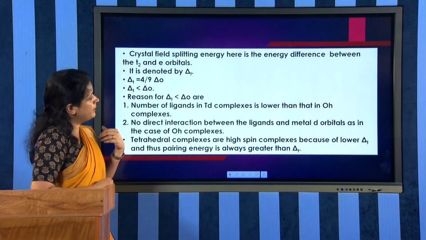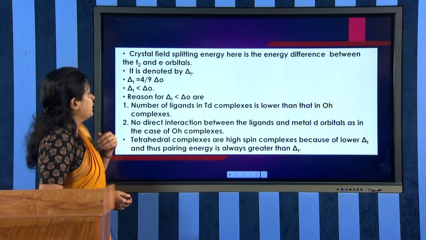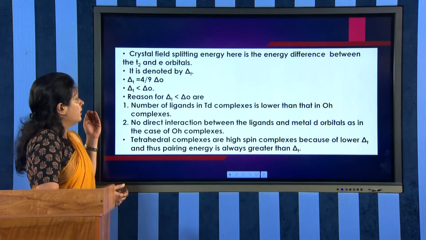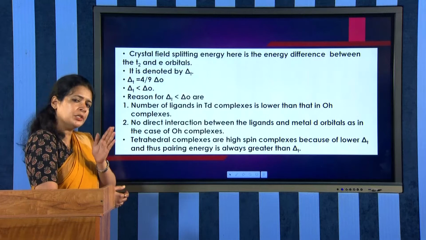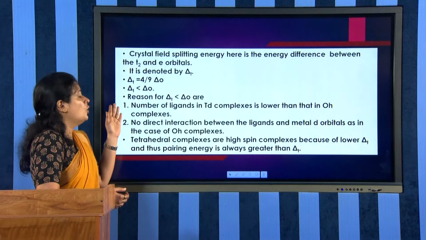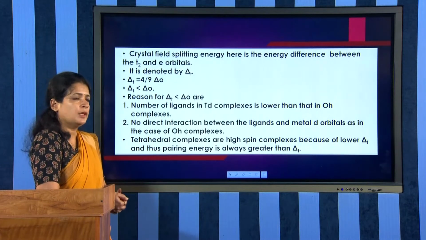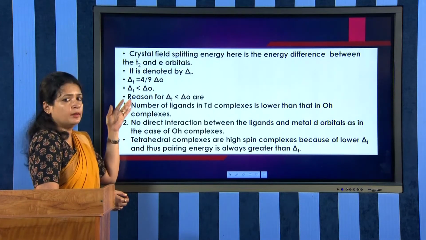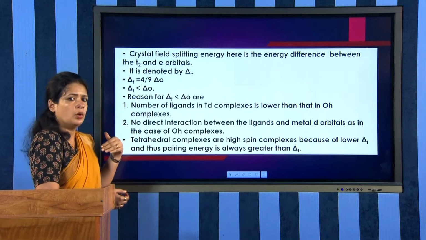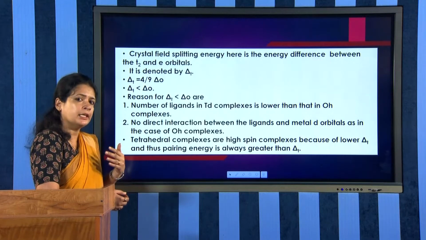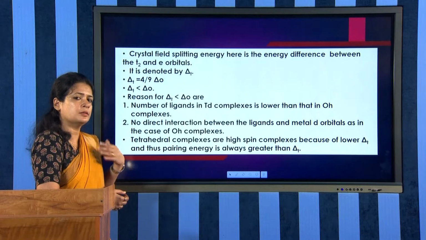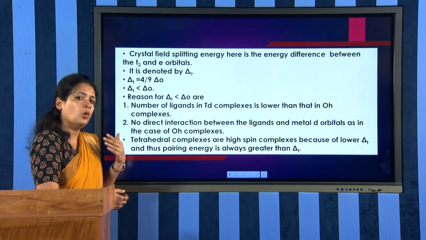In the crystal field splitting energy, the energy difference between the T2 and E is termed as delta T, and the relationship between delta T and delta O can be represented as delta T equal to 4 by 9 delta O. When we look at the relationship, you can see that delta T is always less than delta O. That is, the crystal field splitting in tetrahedral field is always less than the crystal field splitting in octahedral field.